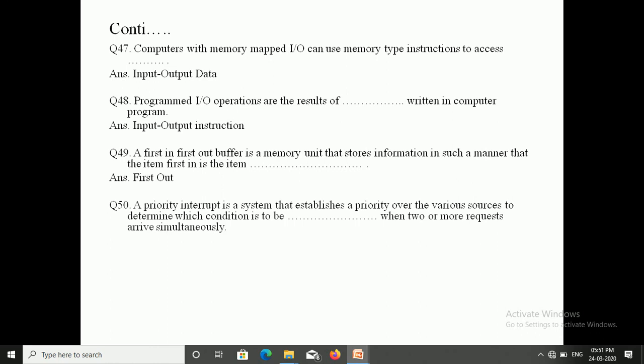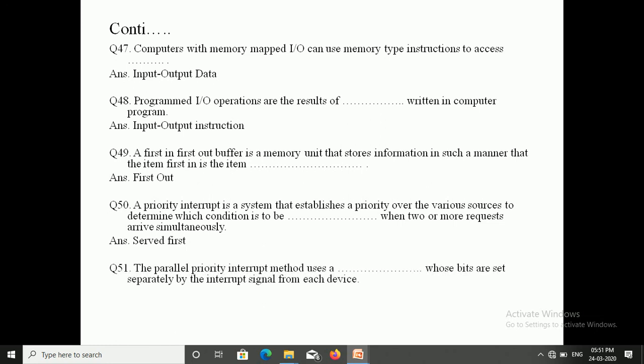Next is a priority interrupt is a system that establishes a priority over the various sources to determine which condition is to be dash when two or more requests arrive simultaneously. The correct answer is serve first. Whichever request comes first will be assigned and executed according to the priority basis.